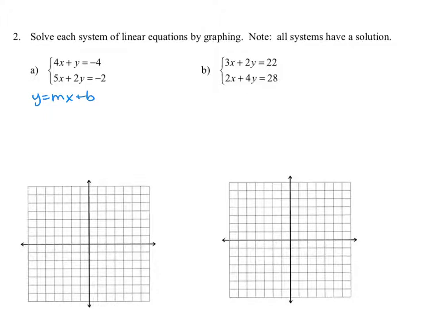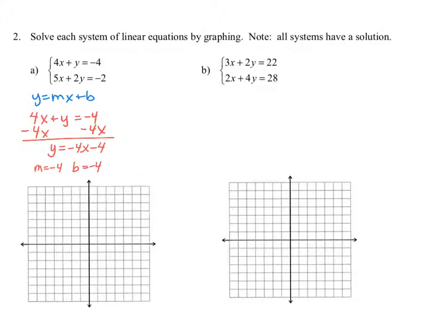The first equation can be solved for y by writing the original equation and subtracting 4x from both sides of the equation. When you do that, the result is y equals -4x minus 4. So we know for that equation the slope is equal to -4 and the y-intercept is -4.